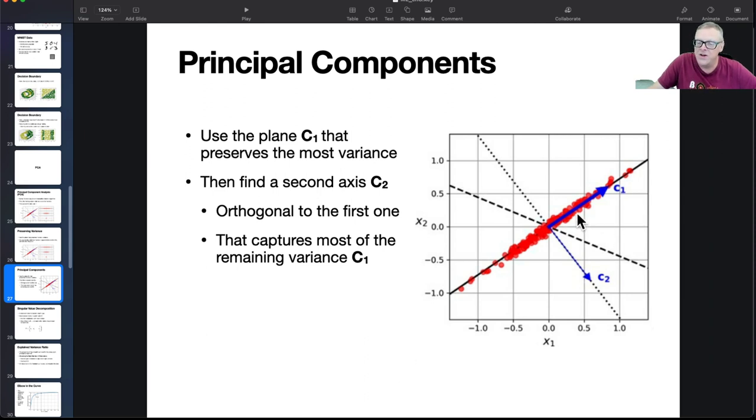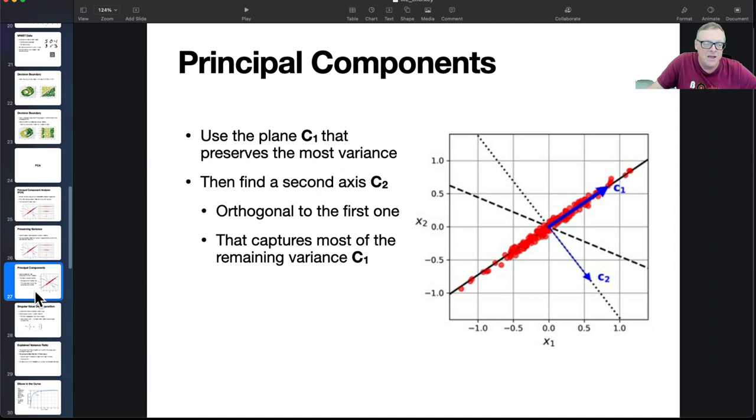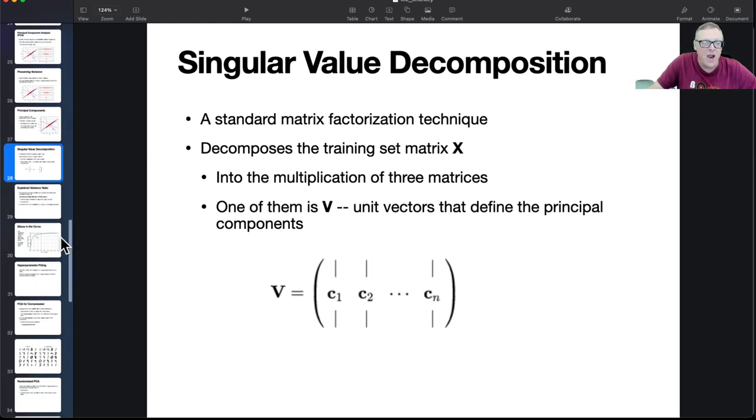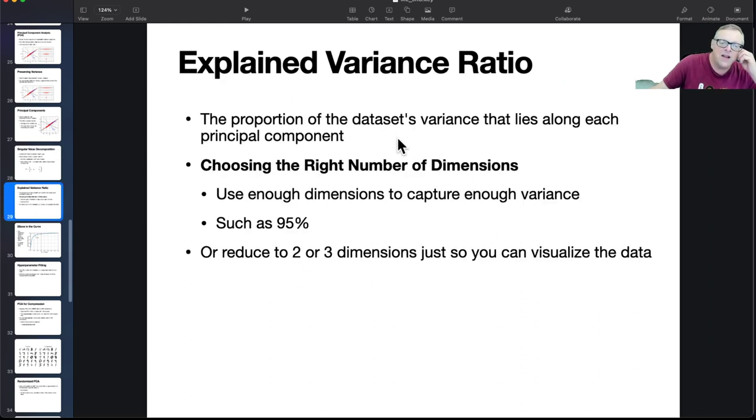That's why you can have as many dimensions as you want in your principal component analysis. And there's a mathematical process called singular value decomposition, which does this. It's the mathematical operation that will find the unit vectors that define the principal components of an array. And so you can define it as the explained variance ratio, which is the proportion of the variance that lies along each component. So now you can decide when to stop, right?